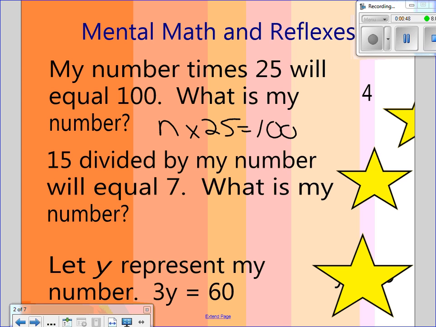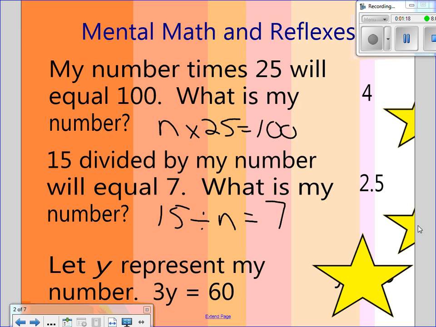15 divided by my number will equal 7. So I'll have the number 15 divided by n will equal 7. What number divided by 15 will equal 7? So if I take 15 and divide it by 3, I'll get 5. So I'm going to have to divide it by 2, and that would give me, no, that would be 14, be 2.5.